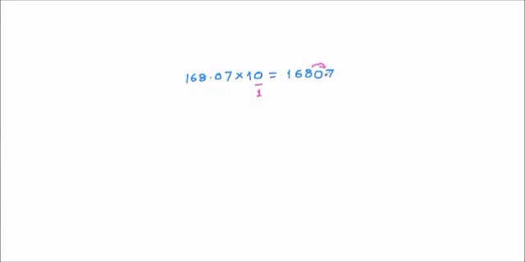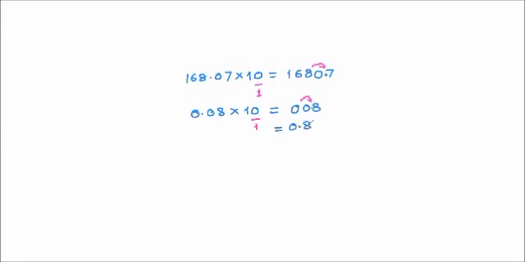Let's do one more. Let's take 0.08 multiplied by 10. Write the digits as it is, 008. Take the reference decimal point here. Count the number of zeros. It is 1. So it moves one place. So it moves here. So our answer becomes 0.8.